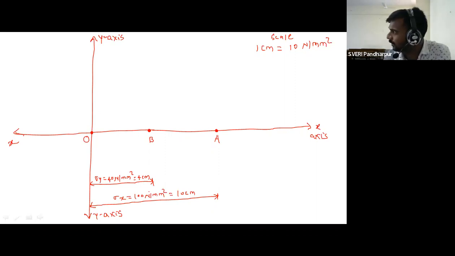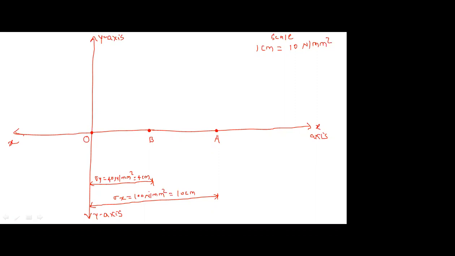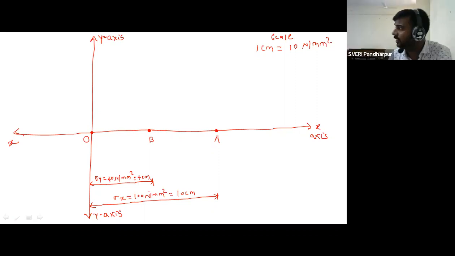So we got 2 points, point A and point B. Point A means position of sigma x and point B means position of sigma y. So what is the distance between point A and B? Measure it. What is the distance between point A and B? 6 centimeter. Those who are attending online, have you located the point A and B? Yes, sir. Okay. So the distance between A and B is 6 centimeters.